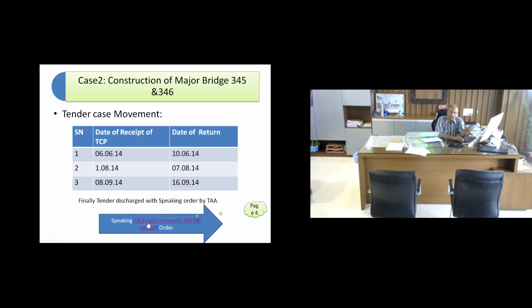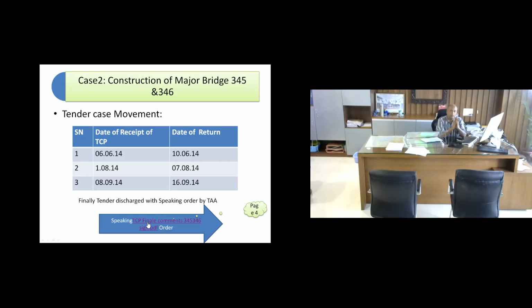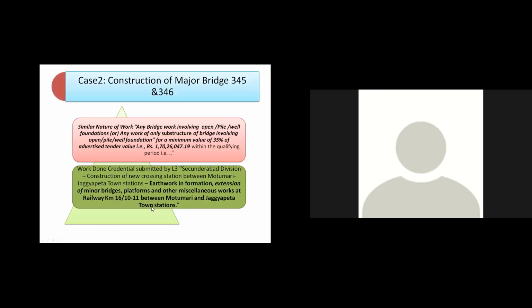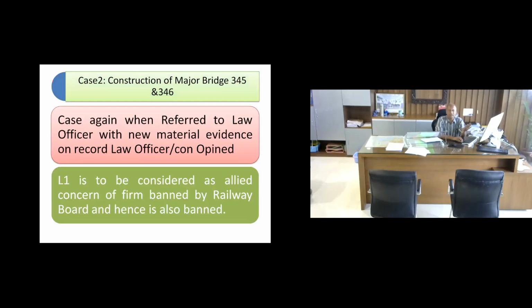As I told you, the basic issue was, you see, it was a bridge work, and if you have a bridge work, you can compare only with the value of bridge work done by the firm. And I was showing that basically the work done by him was earthwork, formation, extension of major bridge, platform, all put together had some value, and the required portion was less than the value of 1.7 to 1.8 crore.